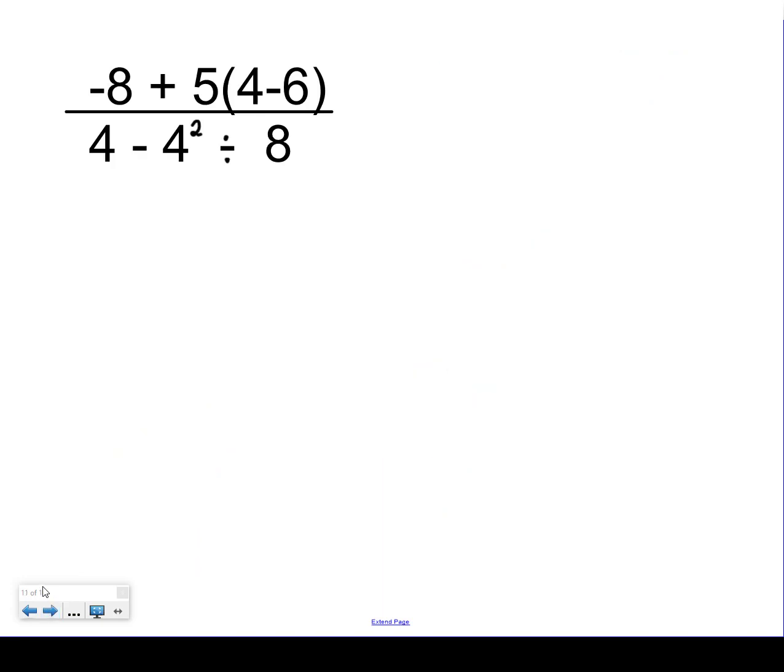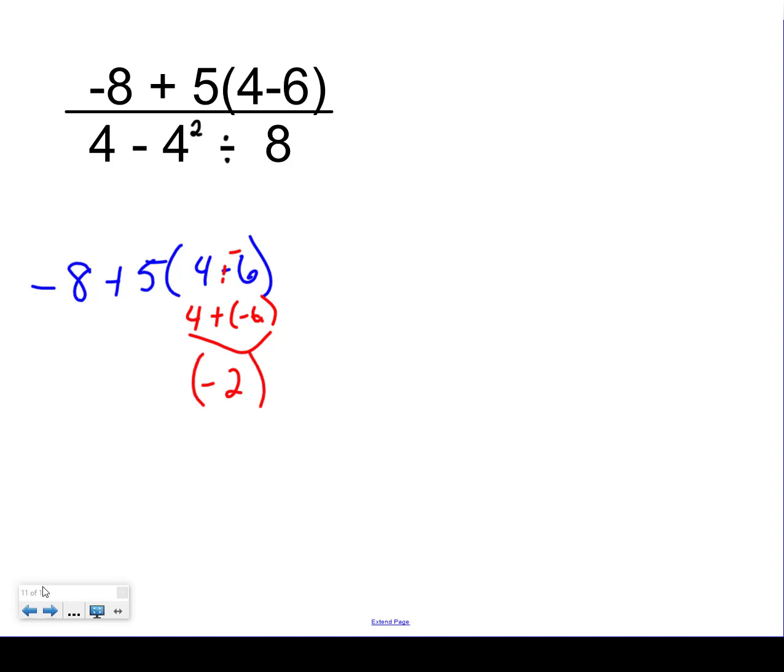Same thing, we're going to treat this as 2 separate problems. So I'm going to take the numerator, negative 8 plus 5 times 4 minus 6 in parentheses. All right, inside parentheses happens first, so we're going to change this to addition and change the sign of the guy that follows. So I have 4 plus a negative 6. Signs are different. Subtract and take the sign of the bigger number and end up with negative 2. I'm going to put it in parentheses because there is no symbol between these two. It means that the 5 is multiplied times it.